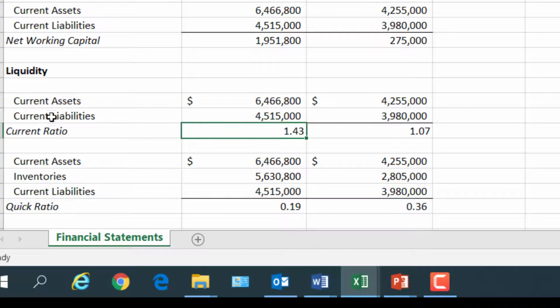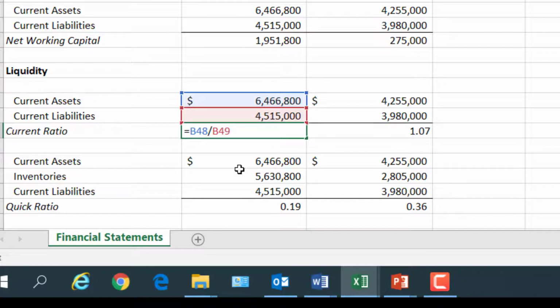So the liquidity, the first thing we're going to do is the current ratio. The current ratio is very similar to the net working capital. It's the current assets divided by the current liabilities. There's the formula in the spreadsheet. It's just equals cell B48 / B49, and that gives me a ratio.